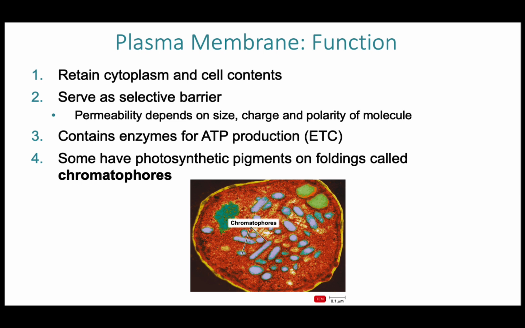Now, when we're talking about photosynthetic prokaryotes, in eukaryotes, the enzymes responsible for photosynthesis are contained in the membranes of the chloroplasts. Remember, we don't have chloroplasts. So there can be these kind of infoldings of the plasma membrane where the photosynthetic pigments and the enzymes for photosynthesis can be found.